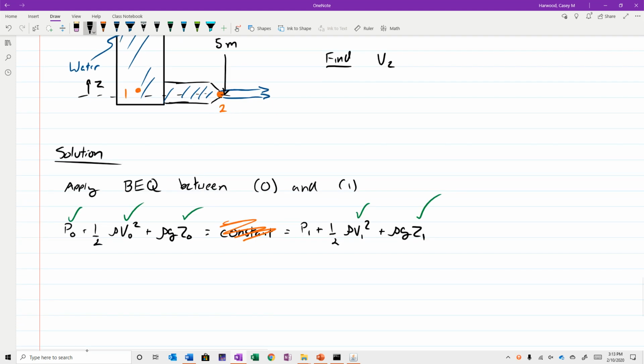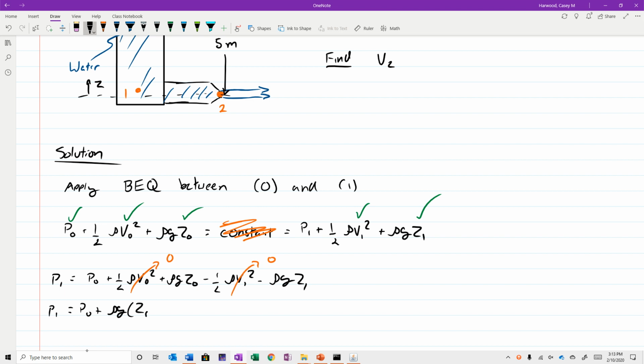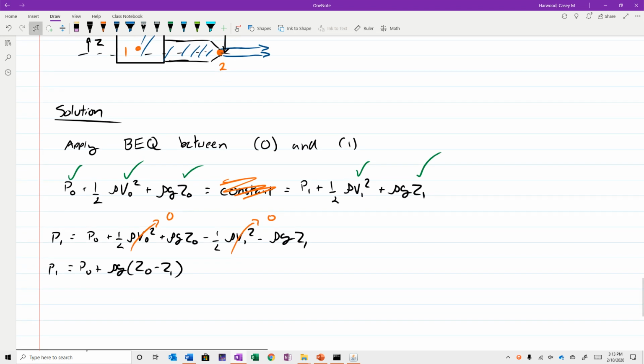And so we could say, right, P1 is then equal to P naught plus 1/2 rho V naught squared plus rho G Z naught minus 1/2 rho V1 squared minus rho G Z1. And because we know that these are both equal to 0, we end up with P1 equal to P naught plus rho G times Z naught minus Z1. It's just hydrostatics. Right? So there's a fun trick. The Bernoulli equation reduces to hydrostatics when you don't have motion. Good to know.